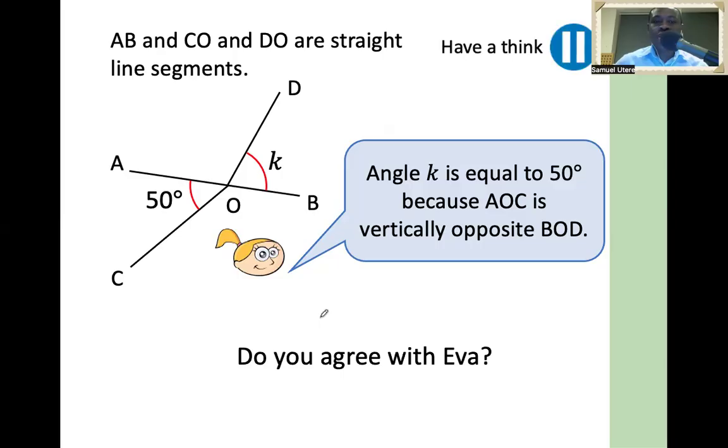So we'll disagree with Eva, because if we continue the line, we'll see that only a part of angle BOD is actually vertically opposite to 50 degrees. So for vertically opposite angles to be true, the line segments must be straight. So they are straight lines that cut across each other.